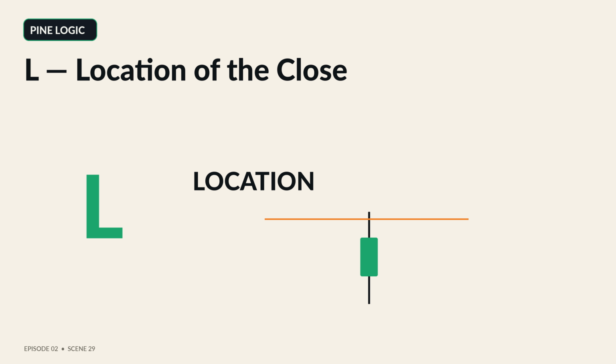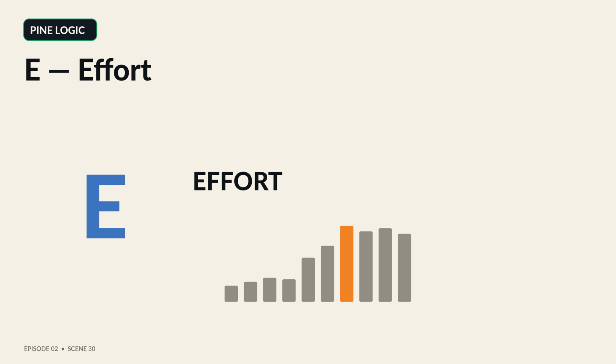L is location of the close. Did price finish near the high, near the low, or back in the middle? Did it close beyond the important level or merely wick through it?